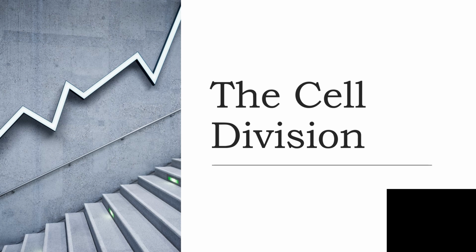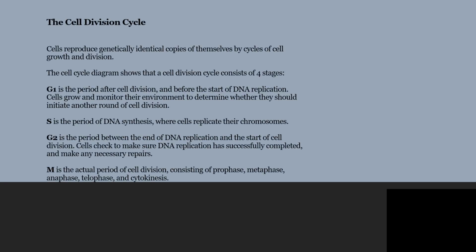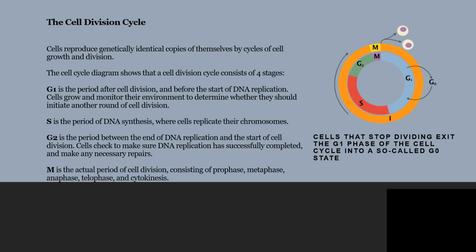Today I'm going to discuss the process of cell division. The cell division cycle: cells reproduce genetically identical copies of themselves by cycles of cell growth and division. So the cell diagram here shows that cell division consists of 4 stages.